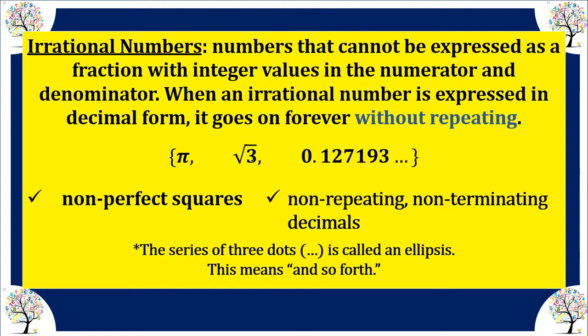If we put the square root of 3, which is not a perfect square, in the calculator, we would end up with a number that goes on forever and doesn't repeat. And then pi we say is 3.14, but it's really just approximately 3.14. It goes on and on and on without repeating. So the 2 descriptors for an irrational number is a non-perfect square, such as the square root of 3, and those that are non-repeating and non-terminating decimals, such as the example above.